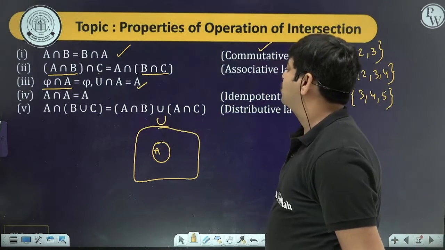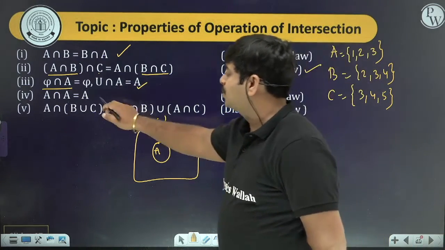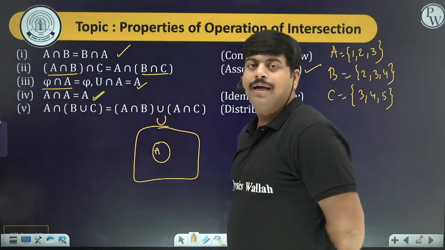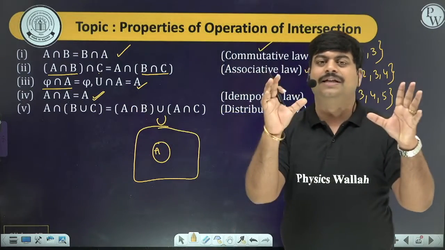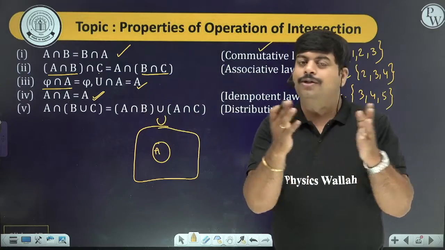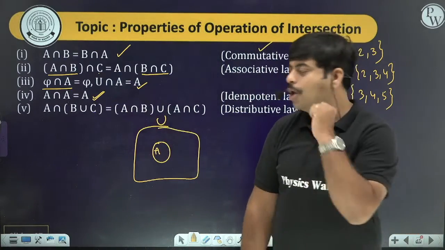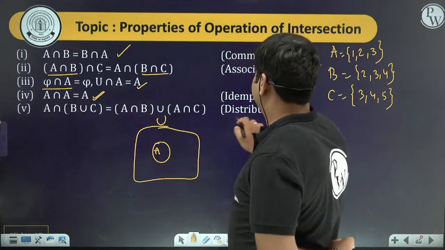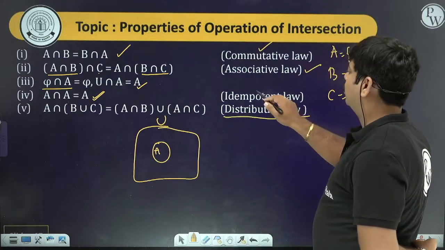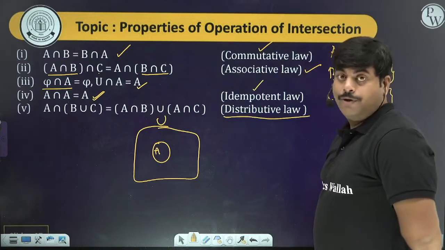Okay. And the next one, A intersection A is equal to A. That means for set A and set A, when we find the intersection, both of them are the same, so we'll get the same set again. Okay, next one is important, that is the distributive law. The one before is the idempotent law. The distributive law is important.